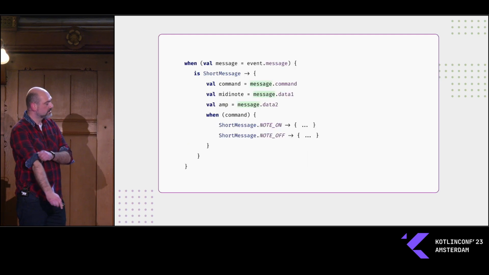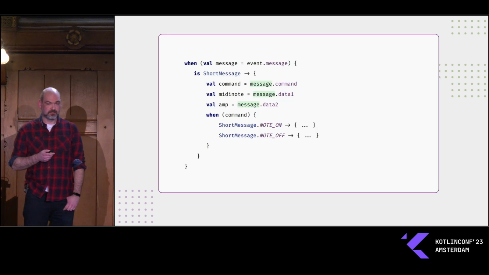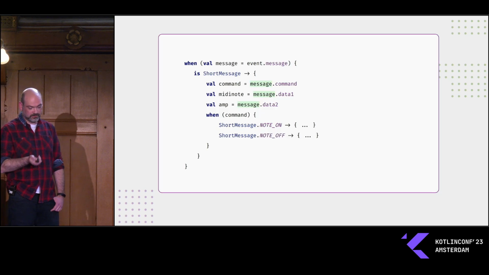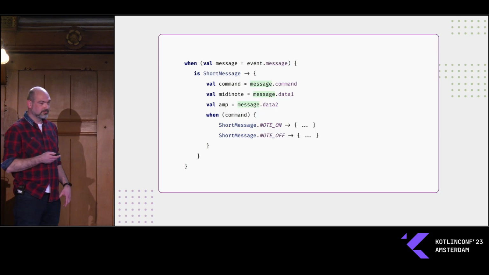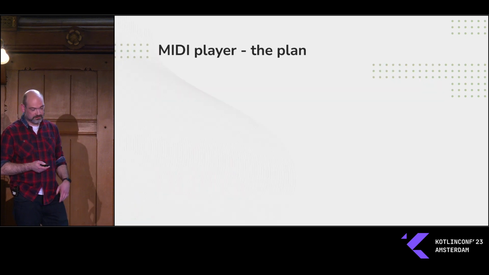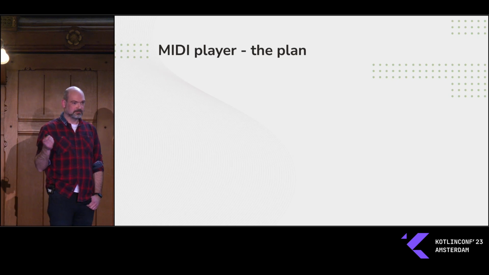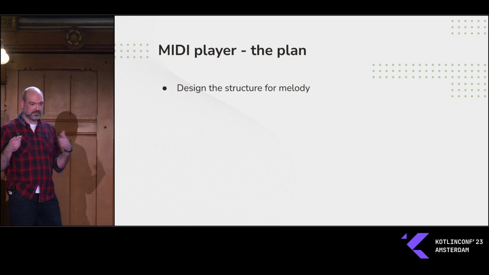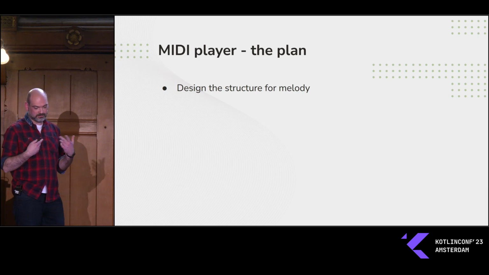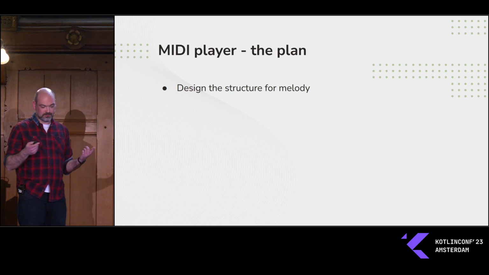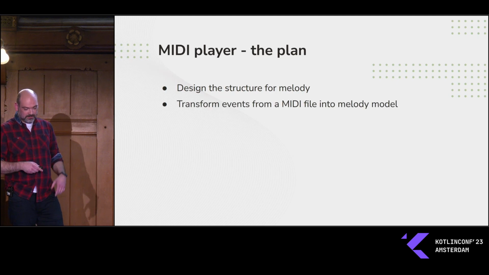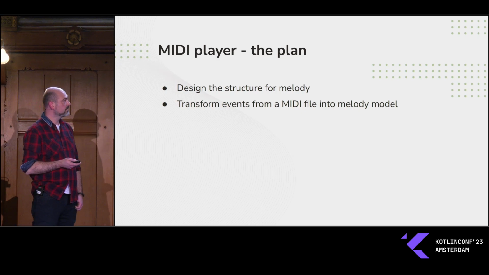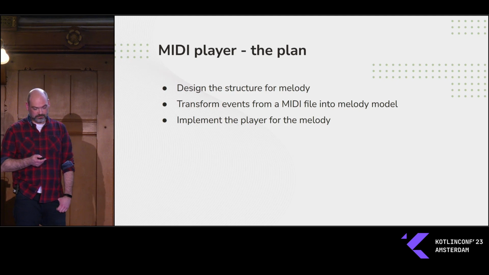What we can do now is limit our code again. Apart from filtering just to short messages, we can use only the note on and note off commands to do something with these events. The plan for me is to implement a custom player for these events, but I don't like this idea of matching the note on and note off messages. I'm more of a data structure guy, so I would like to have a separate data structure to represent the melody. Then we can transform the events from the MIDI files into this newly designed data structure, and use it to implement the actual player.